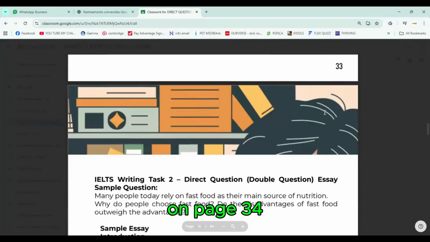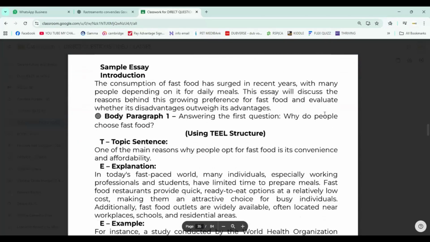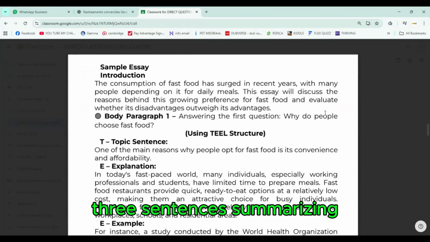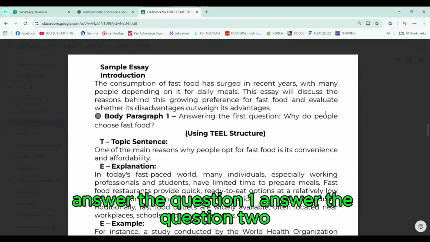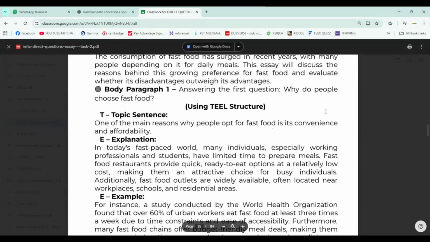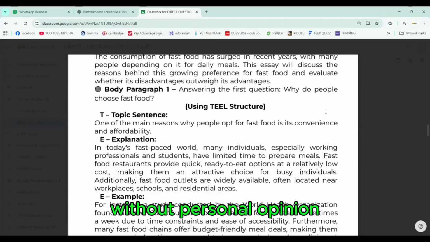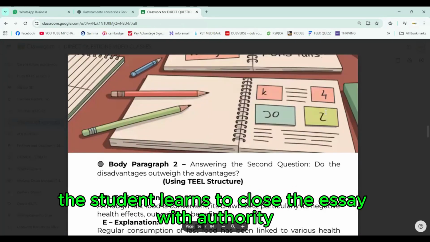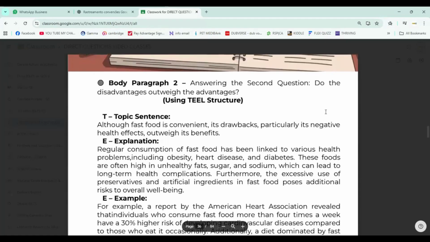On page 34, there we go. I explain how to write a conclusion. 3 sentences summarizing. Answer to question 1, answer to question 2. Without personal opinion unless the question asks for it. Here, the student learns to close the essay with authority. That is very cool.